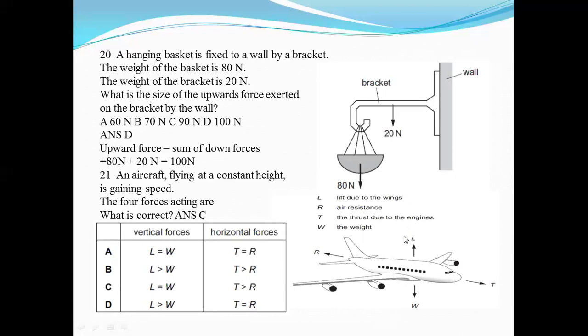The vertical forces, they are equal, but horizontal forces, they are not equal. As it is mentioned, it is gaining speed. Gaining speed means that it is accelerating. An object always accelerates when the forward force is greater as compared to the backward force. Forward force is the thrust, backward force is the air resistance. Correct answer is C. It is at constant height. It means that weight and the lift due to the wings, they are equal.